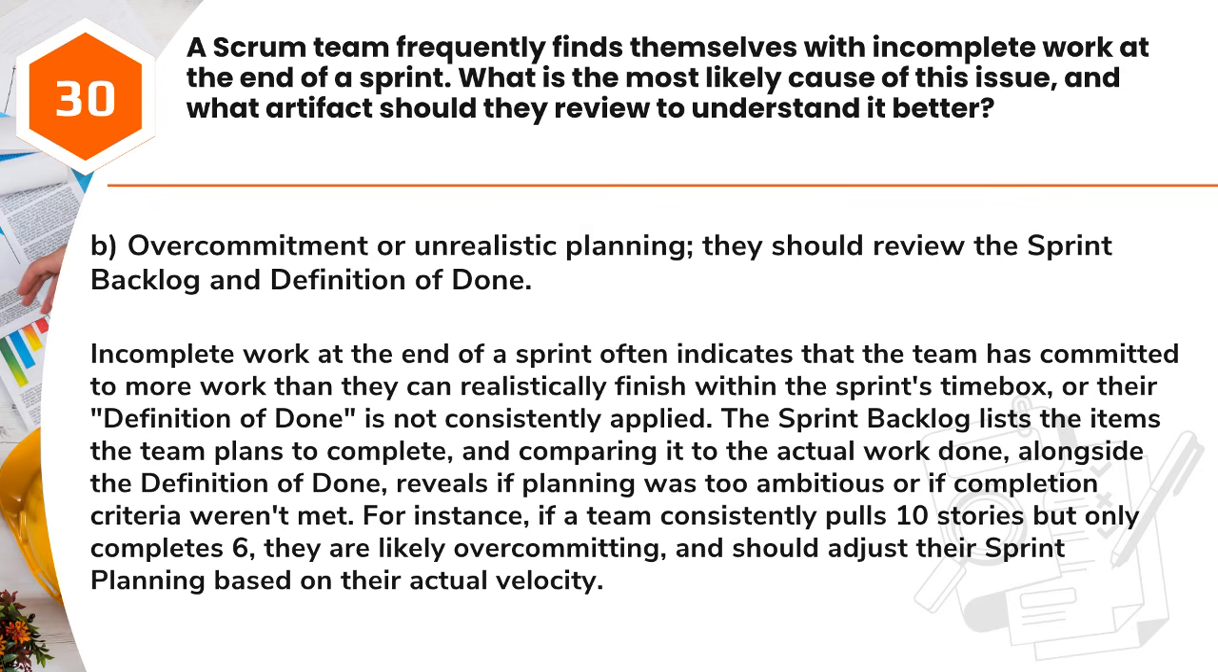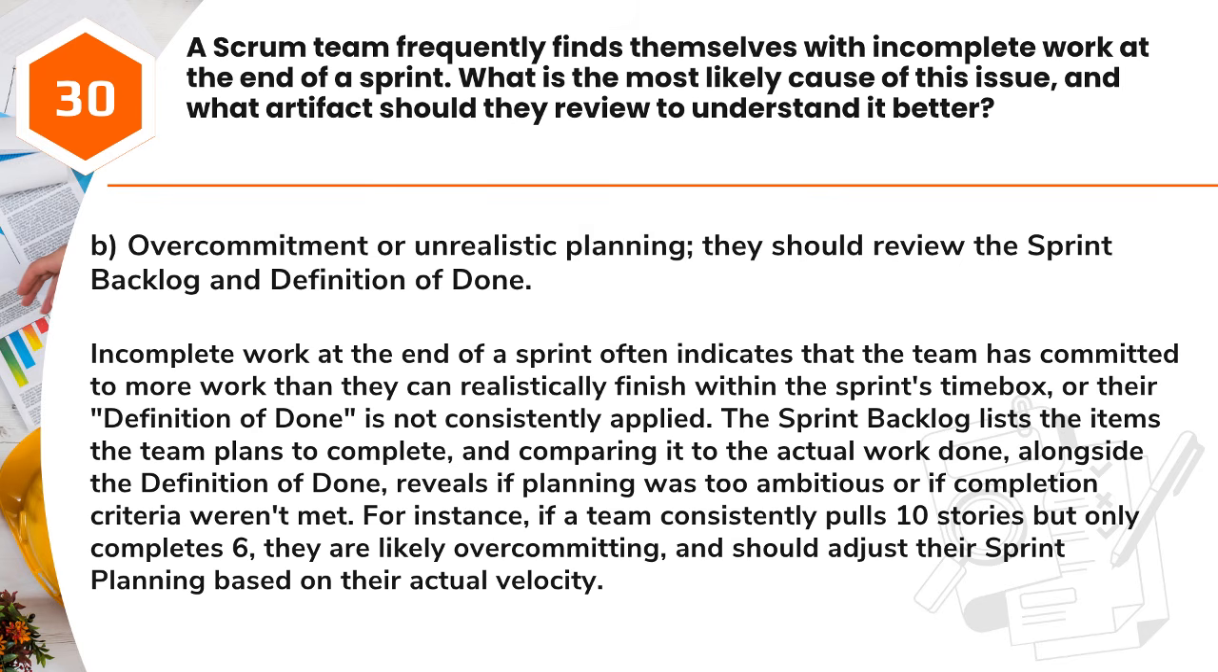Answer: B. Overcommitment or unrealistic planning; they should review the sprint backlog and definition of done. Incomplete work at the end of a sprint often indicates that the team has committed to more work than they can realistically finish within the sprint's time box, or their definition of done is not consistently applied. The sprint backlog lists the items the team plans to complete, and comparing it to the actual work done, alongside the definition of done, reveals if planning was too ambitious or if completion criteria weren't met.